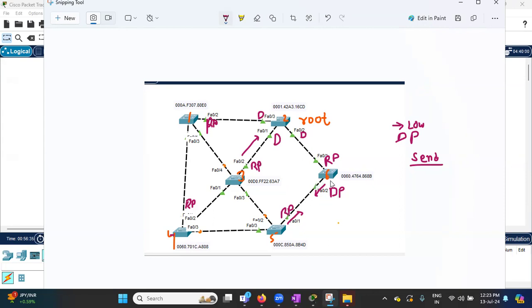But if we have the same cost, then we need to check which port is sending with the lowest designated bridge ID. This one has this MAC address, this one has this MAC address. So this is the lowest one. This one will become a DP port. If the DP port is not working, then I will explain in a coming scenario. Okay.